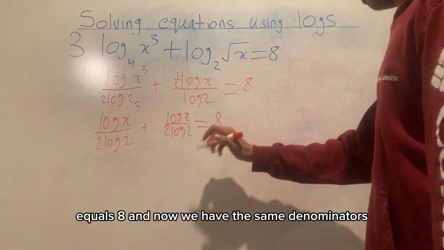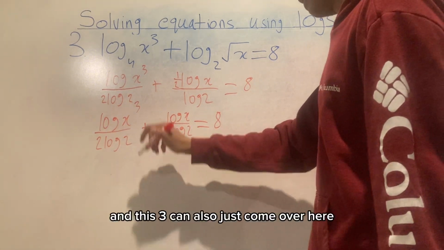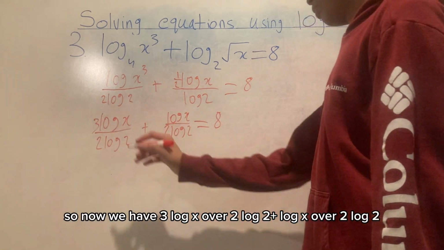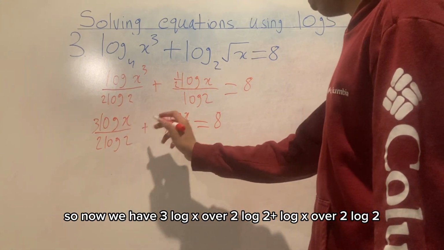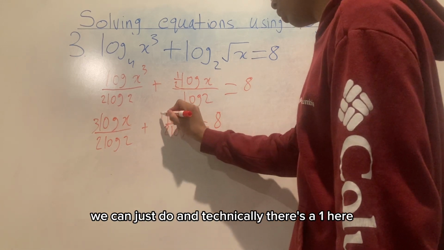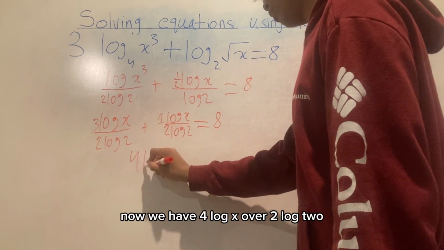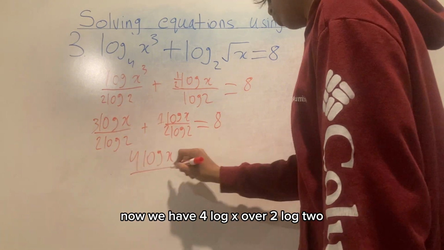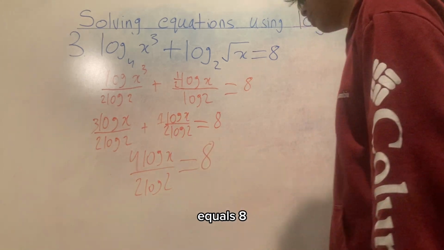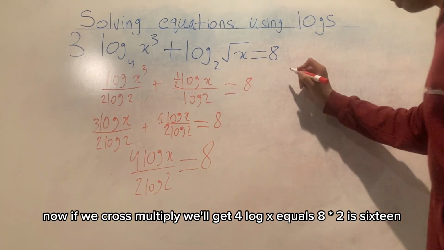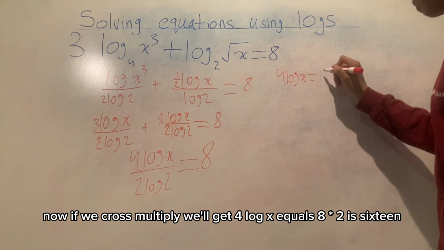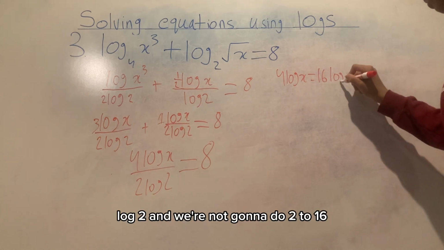Equals 8. And now we have the same denominators. And this 3 can also just come over here. So now we have 3 log x over 2 log 2 plus log x over 2 log 2. And since we have the same denominator, we can just add, and technically there's a 1 here. Now we have 4 log x over 2 log 2 equals 8. Now, if we cross multiply, we'll get 4 log x equals 8 times 2, which is 16 log 2.